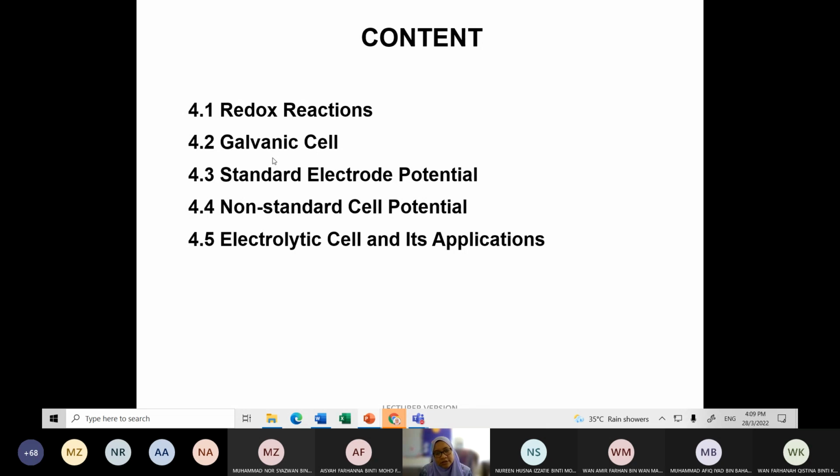So we have redox reaction, galvanic cell. We have standard electric potential, which means the condition needs to be at standard condition. So what are the standard conditions? And then opposite to standard electropotential, we have non-standard cell potential, and then lastly electrolysis or electrolytic cell and its application.